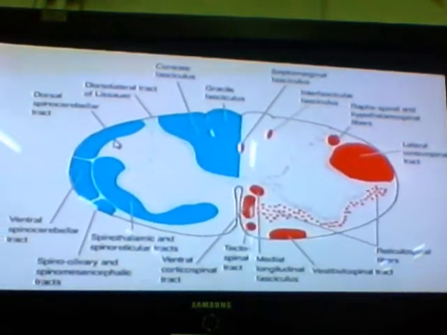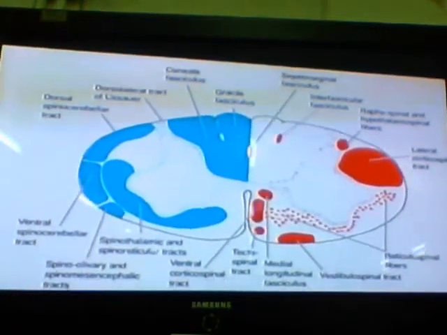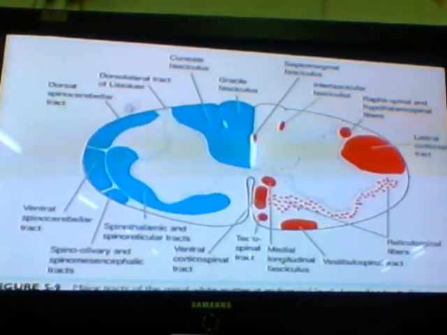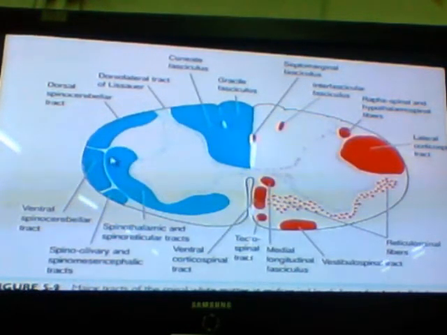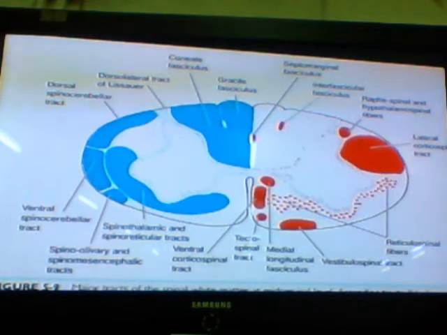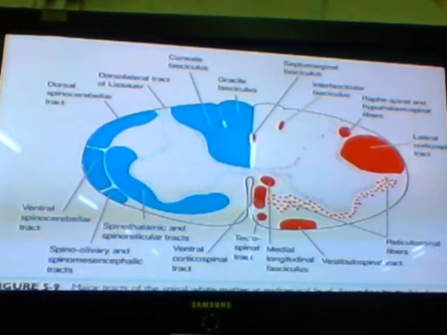As it relates to the trunk and the lower limb, we're going to be dealing with the dorsal spinocerebellar and the ventral spinocerebellar. As it relates to the upper limbs, we have the cuneocerebellar. Now, the cerebellum on one side deals with which side of the body? The same side. So anything that crosses has to cross back on the other side to get to the same side.